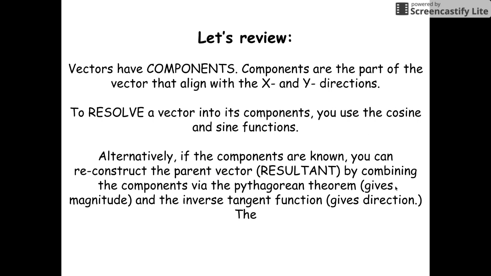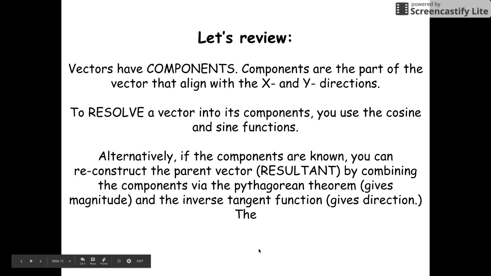So let's review the first two lessons here, okay? Number one, vectors have components. The components are the part of the vector that align with the x and the y directions. To resolve the vector into its components, you have to use the cosine and the sine functions. Alternatively, if the components are known, you can reconstruct the parent vector, called the resultant, by combining the components via the Pythagorean theorem, which gives the magnitude, and the inverse tangent function, which gives the direction.